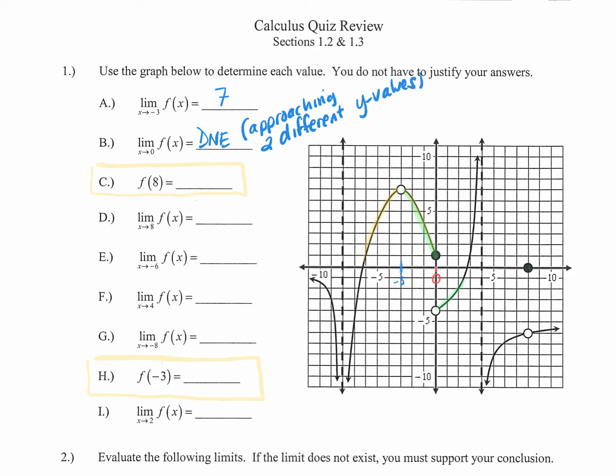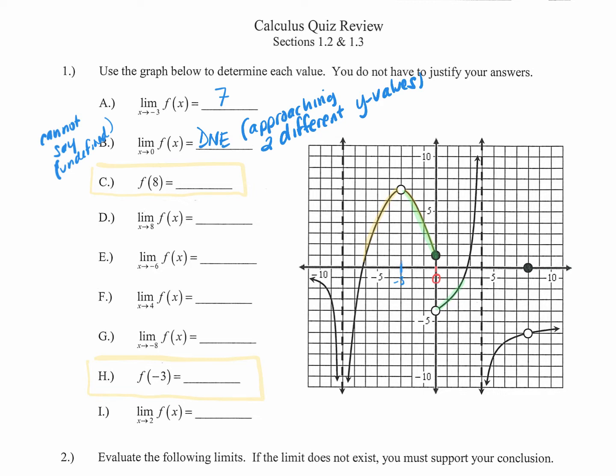And I just want to remind you that you cannot say undefined for this, okay? So we don't say undefined when a limit does not exist. We have to say DNE, or does not exist.